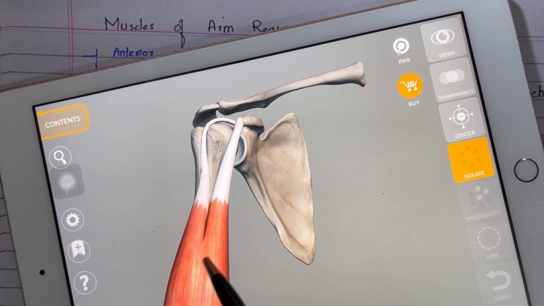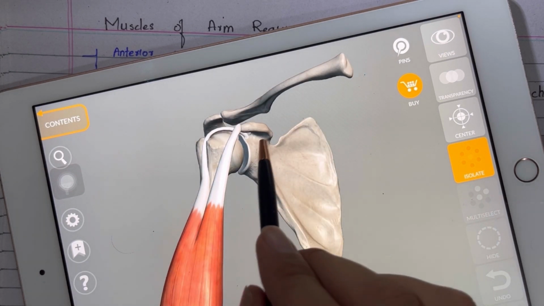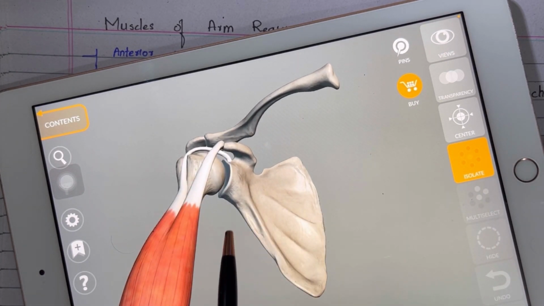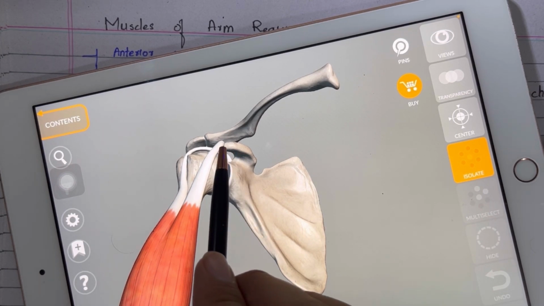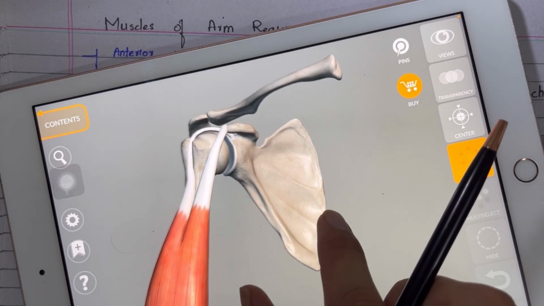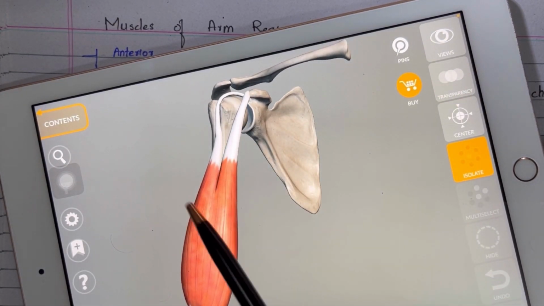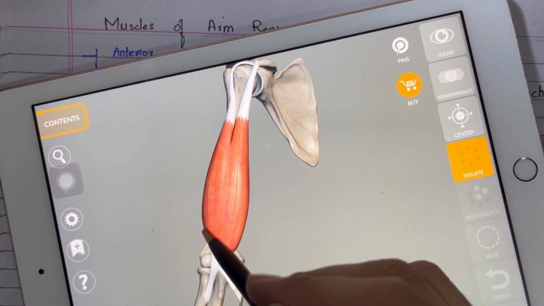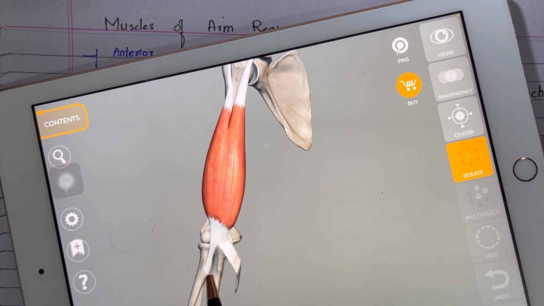Now moving toward the short head of the biceps brachii muscle. The short head originates from the coracoid process of the scapula bone. This anterior process of the scapula is the coracoid process. So the short head originates from the coracoid process and runs inferiorly and forms a single part of the biceps brachii muscle and moves distally toward the distal region of the arm.